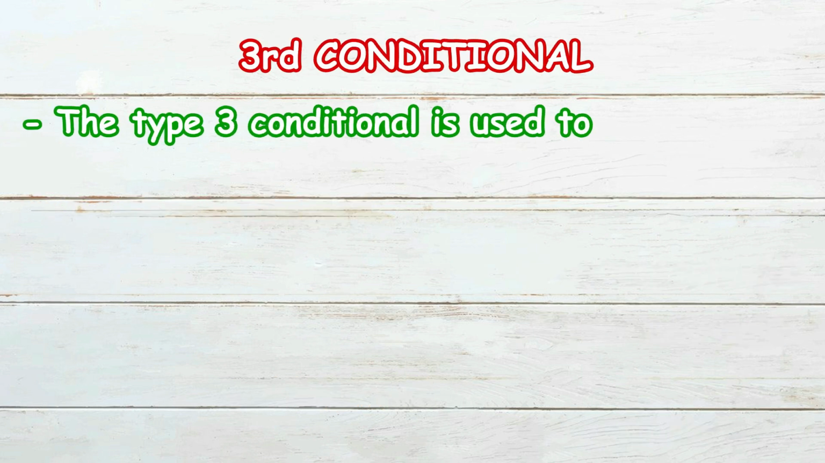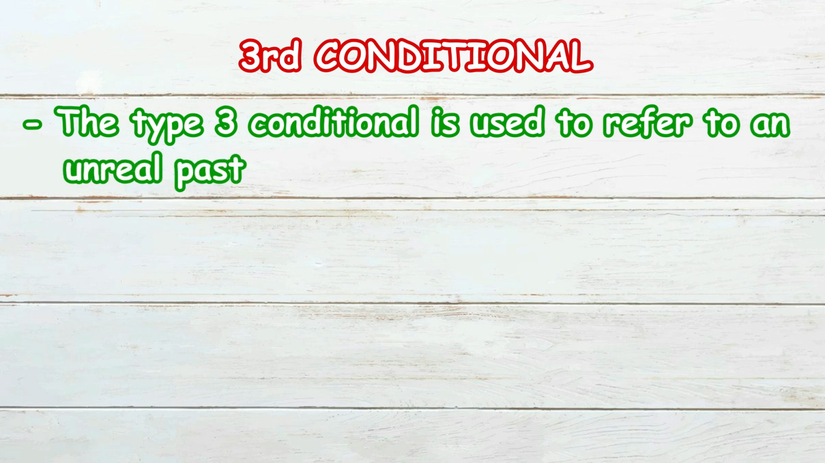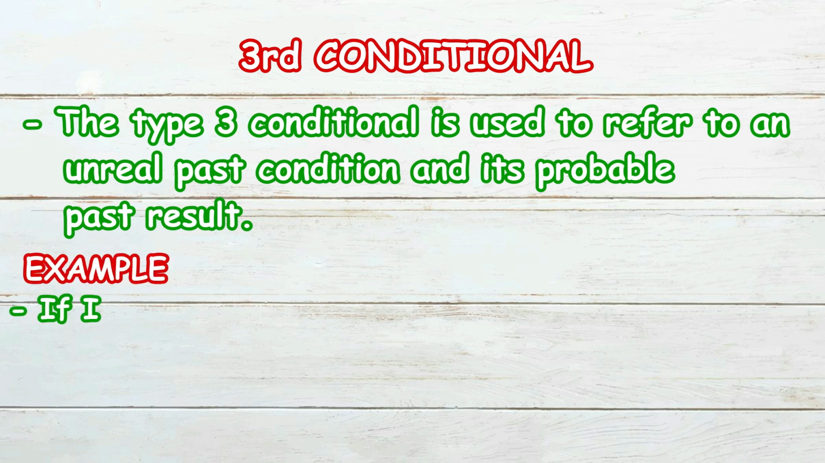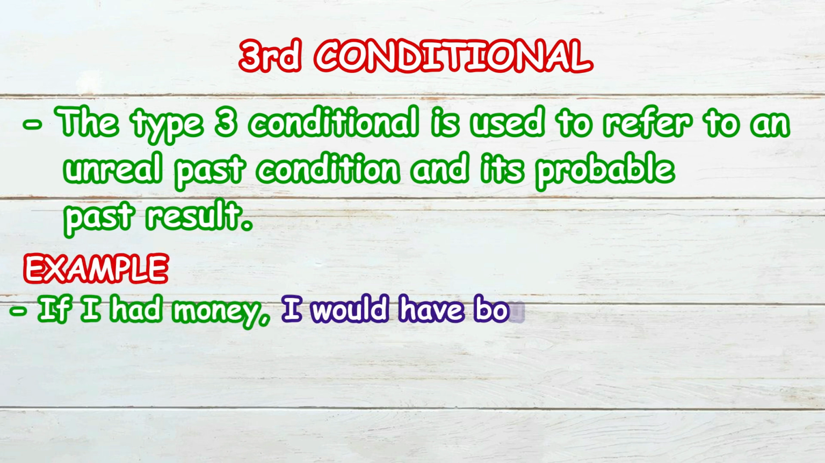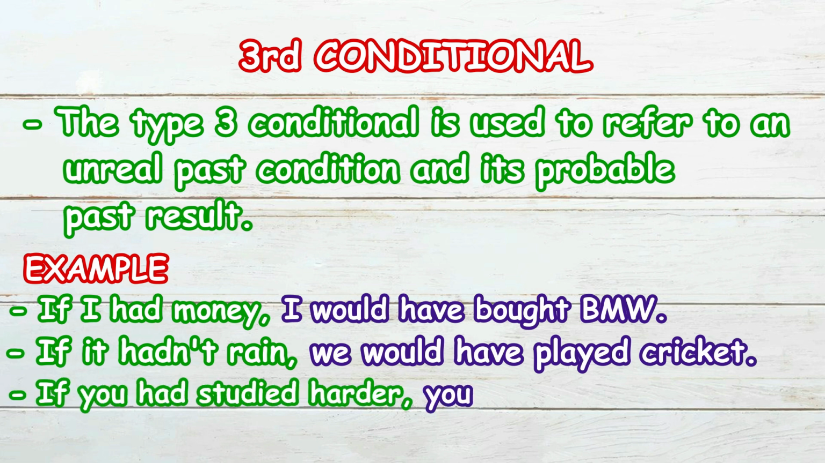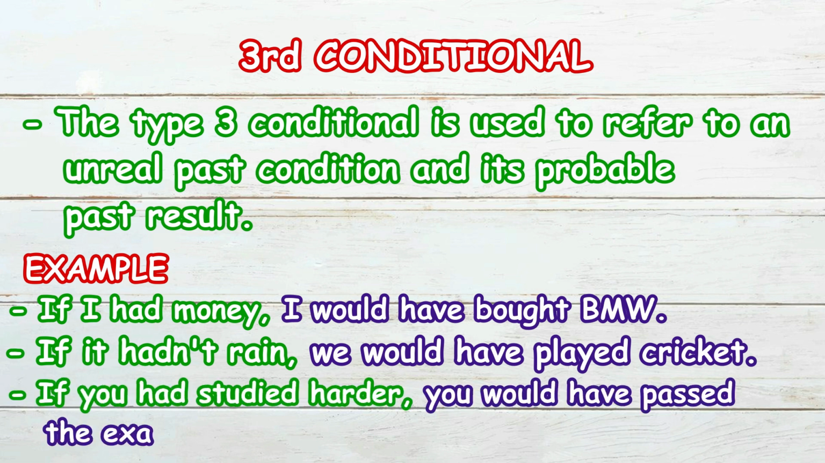The type 3 conditional is used to refer to an unreal past condition and its probable past result. For example, if I had had money, I would have bought a BMW. Or if it hadn't rained, we would have played cricket. If you had studied harder, you would have passed the exam.